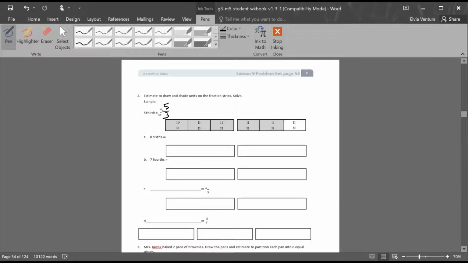And then this is, I don't know why it looks this way, but it's 1/3, 1/3, 1/3, 1/3, 1/3. Okay, so then they said it's 5/3. So here's 1, 2, 3, 4, 5 are shaded. Now we have 8/6. So that fraction looks like this: 8/6.